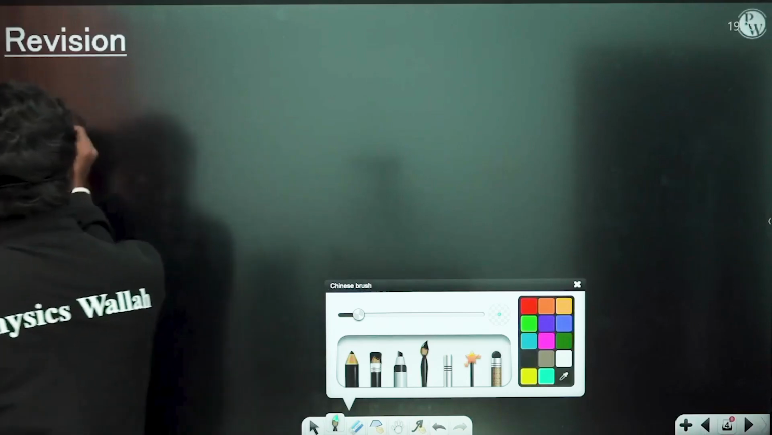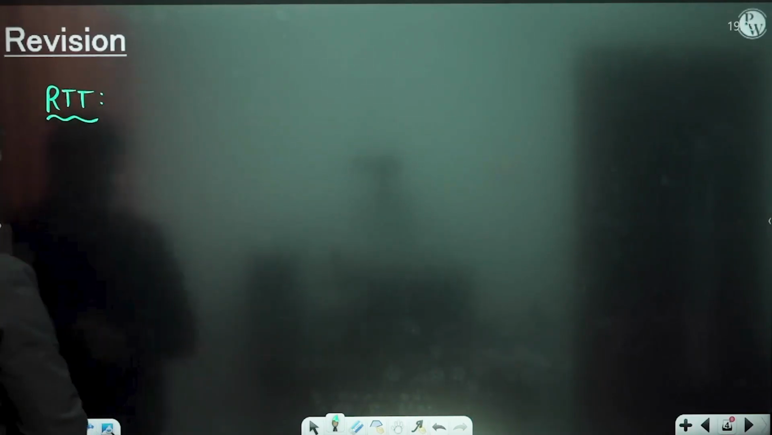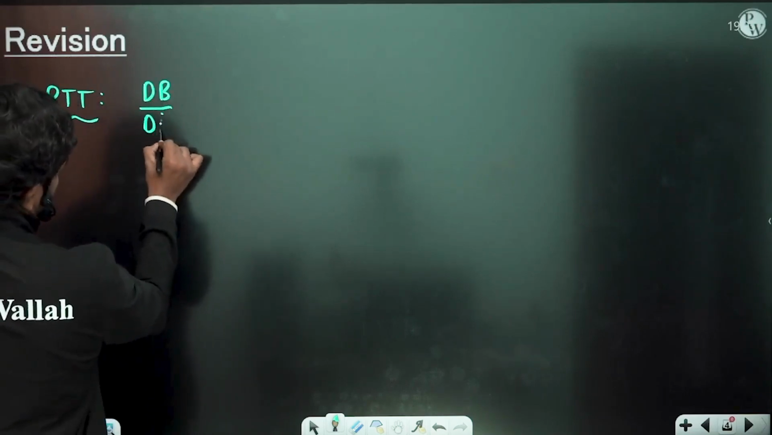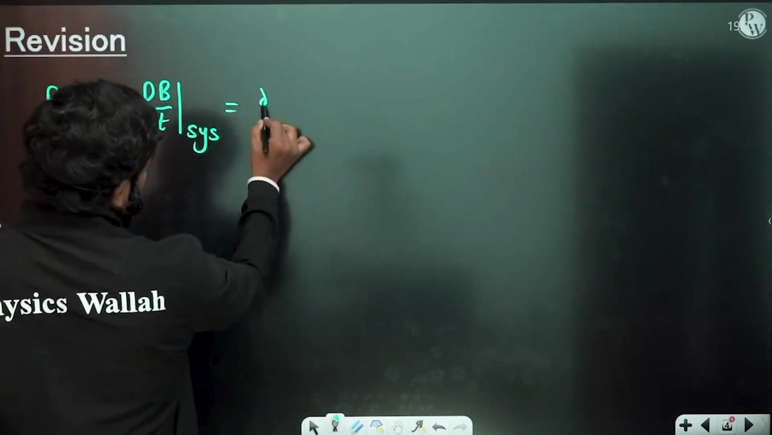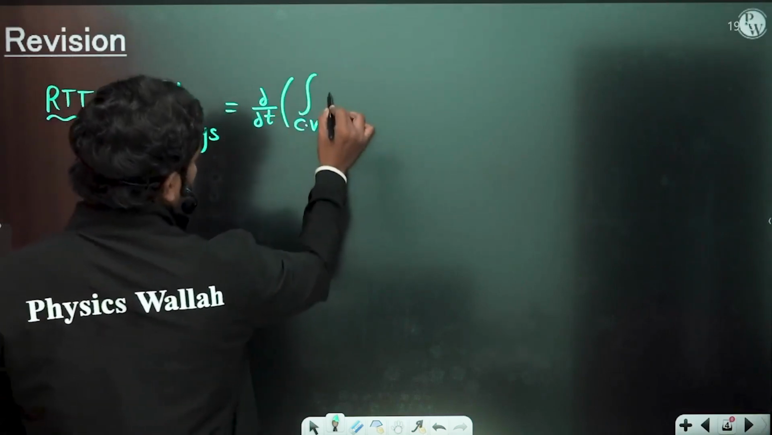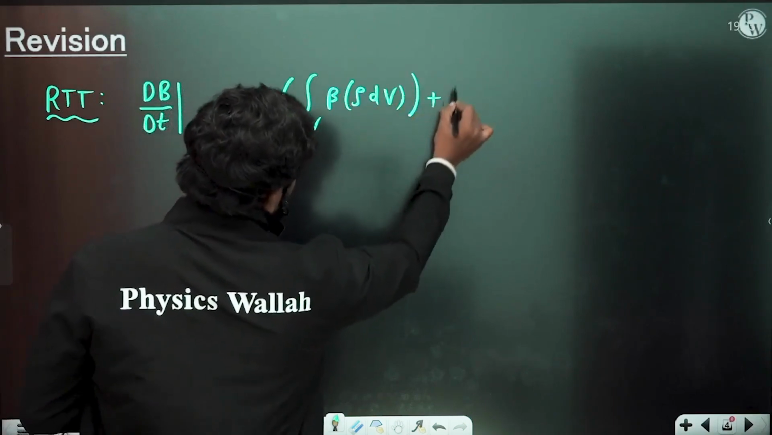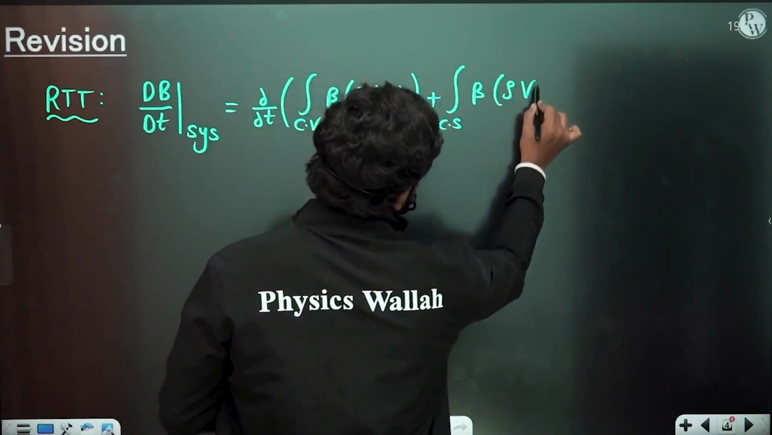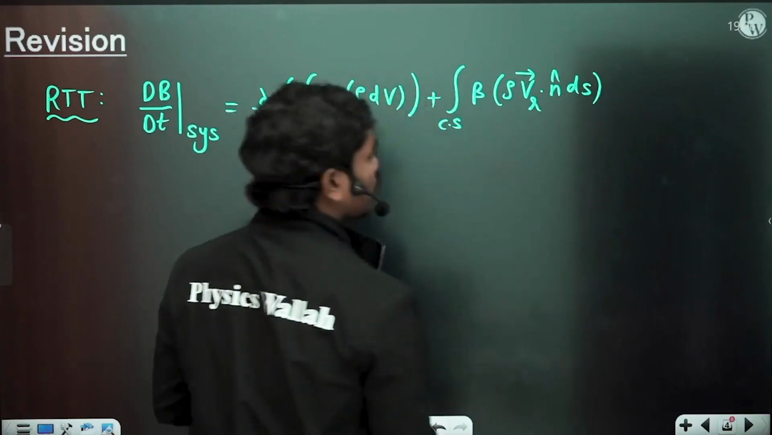We have talked about this RTT, the Reynolds transport theorem. It tells you that if B is any property of the system, then dB/dt of the system is equal to ∂/∂t of the integral over the control volume of beta times rho dV, plus the integral over the control surface of beta times rho v relative dot n cap dA. This is what we have learned.